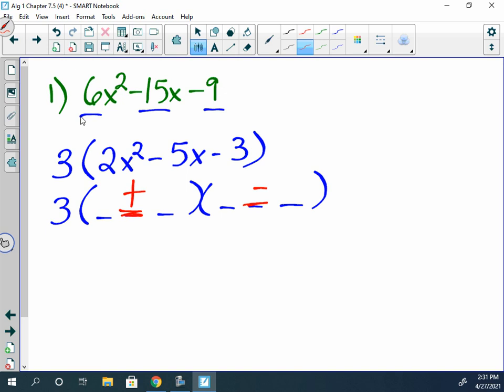And the one that we pick as positive and the one we pick as negative, it really doesn't matter which one we put where. We just need to pick one, because again, at the end, we will check to make sure it works.